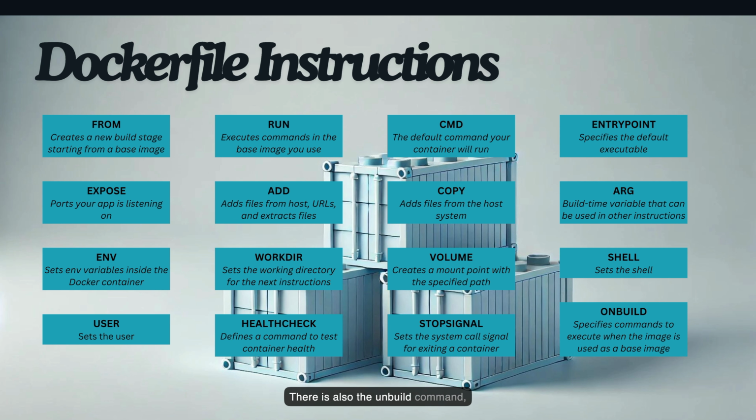There is also the ONBUILD command, which specifies commands to execute when the image is used as a base image for another image. So let's say you build your own image, and you want to use this as a base for another one. With the ONBUILD command, you will control what happens when this happens. There is also the LABEL, which adds metadata to the image, and there's also the MAINTAINER, which specifies the image maintainer but is actually deprecated right now in favor of LABEL.